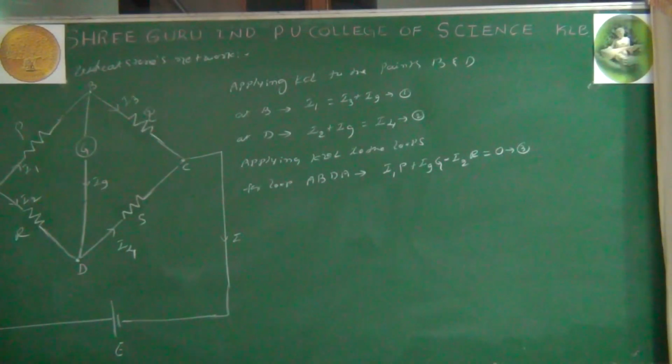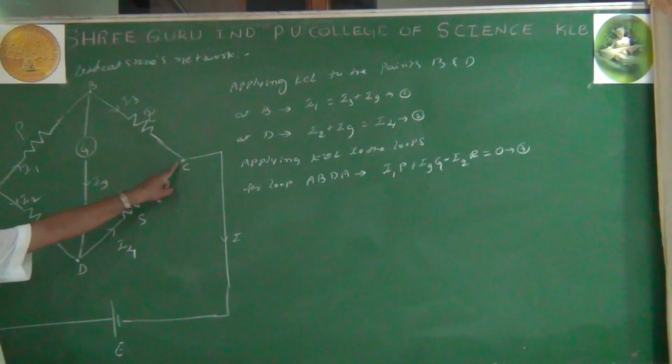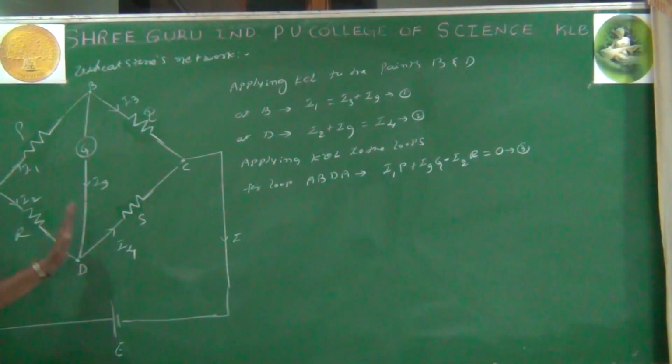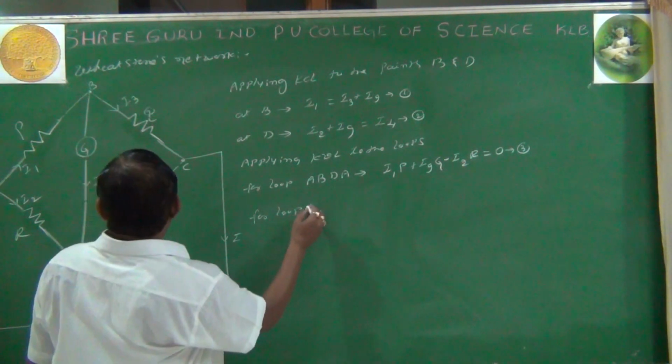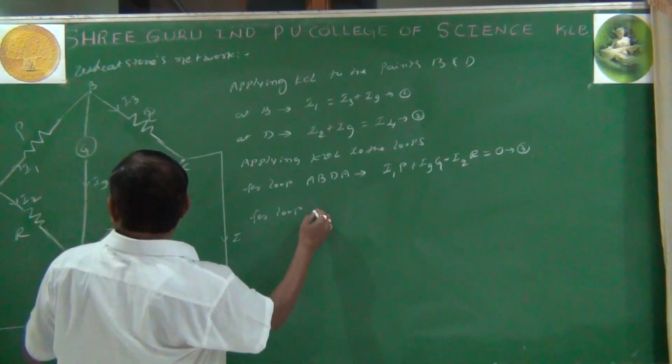Then what is the other battery point? C. Then what is the galvanometer path? BD. Then for the next loop, for loop BD, CB.